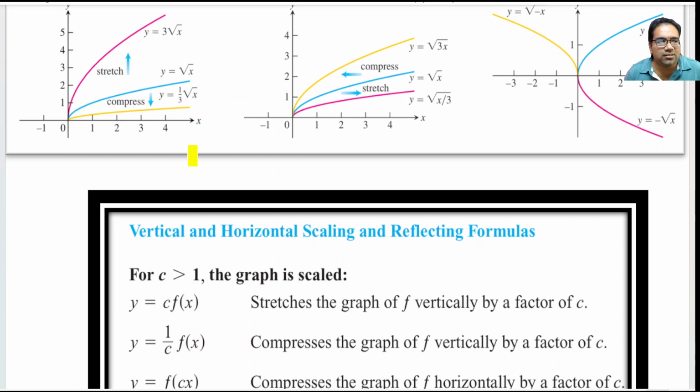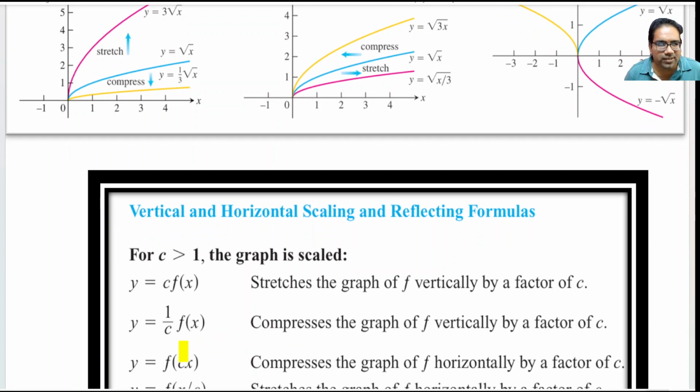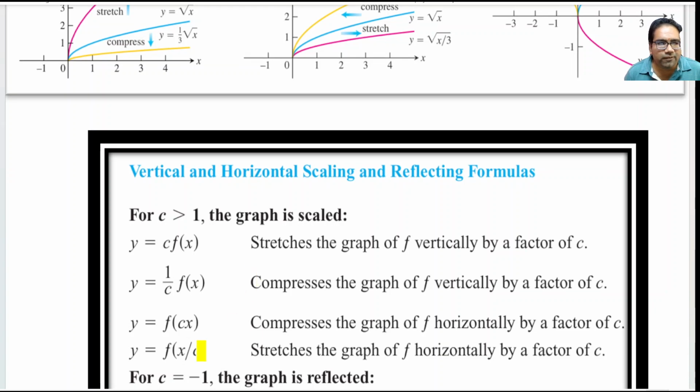That is this graph. Similarly, y equal to f of cx. Here, multiplication of a constant into f of x is different. f of cx means it is compressing the graph horizontally by a factor of c. In this case, f of x is root x, f of 3x is root 3x, right? Now f of x by c, if c is greater than 1, then x by 3 is actually stretching the graph in the horizontal way by a factor of c.